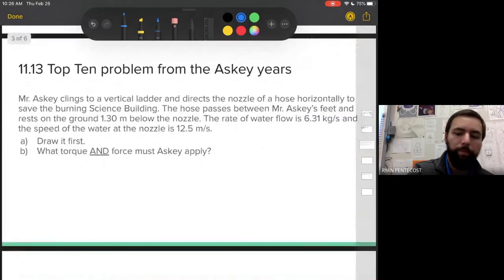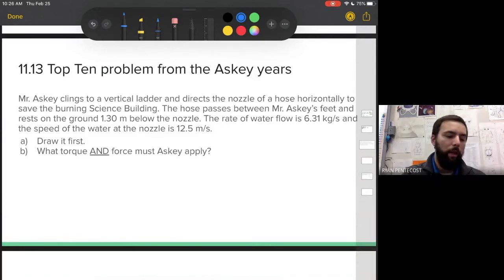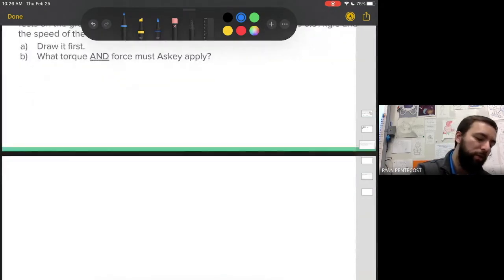Now, this is a top 10 problem from when our previous teacher, Mr. Askey, was teaching this class. Mr. Askey clings to a vertical ladder and directs the nozzle of a hose horizontally to save the burning science building. The hose passes between Mr. Askey's feet and rests on the ground 1.3 meters below the nozzle. The rate of water flow is 6.31 kilograms per second, and the speed of the water at the nozzle is 12.5 meters per second. So let's draw this first.